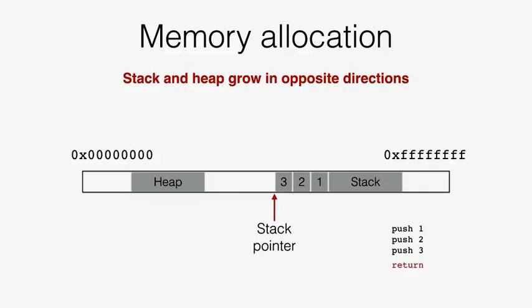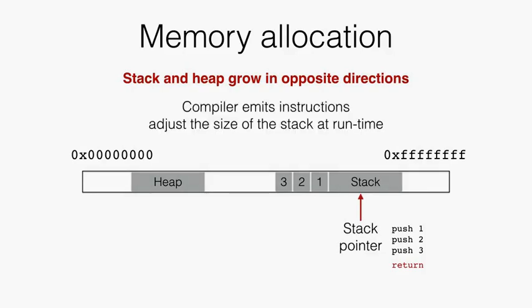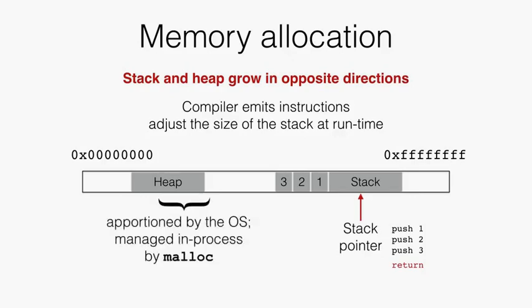Now, suppose that after running for a while, the function that had pushed these values returns. In that case, we expect that the function will pop a large portion of the stack off, removing all of its local variables and arguments. We'll see how this works exactly in a minute. The compiler emits the instructions that adjust the stack at runtime. Likewise, code, that is the implementation of malloc, keeps track of the heap. The memory that the heap uses is apportioned by the OS, but the individual data that's stored inside of the heap is managed by malloc.